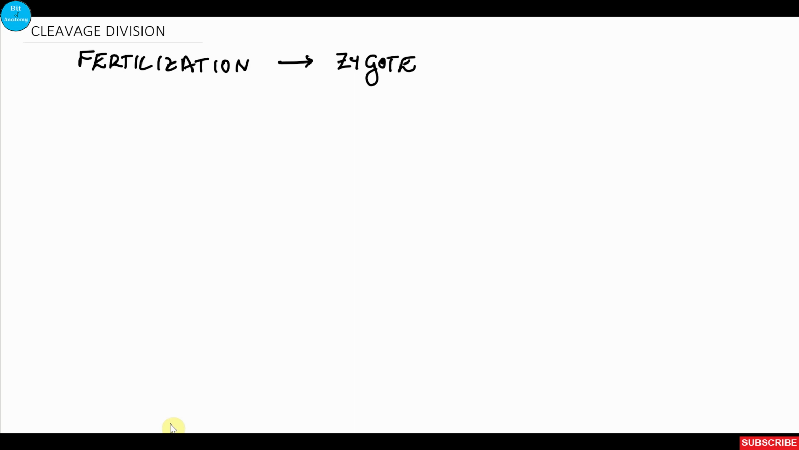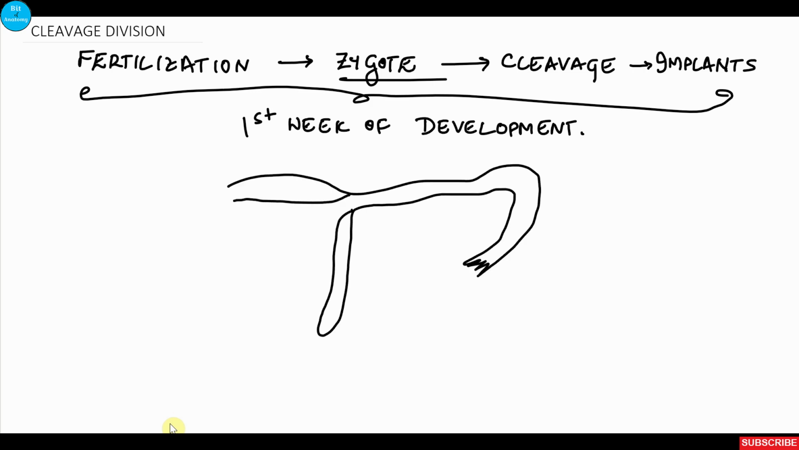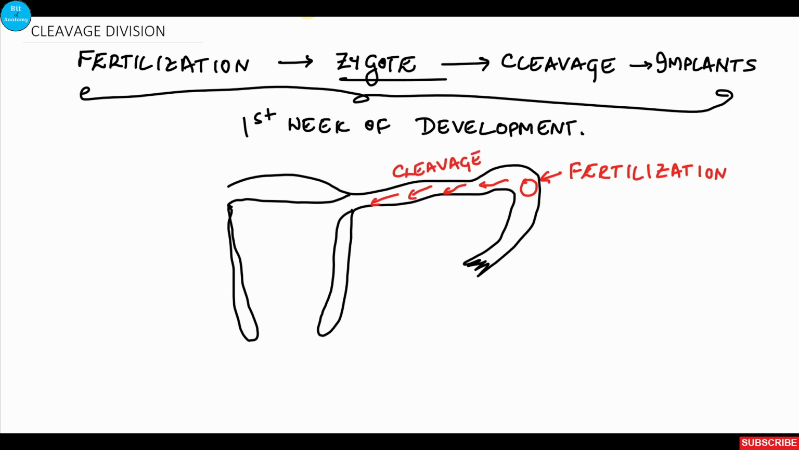So that will undergo cleavage division to form multiple cells, and that cleaved embryo will implant into the uterus. All these changes occur in the first week of development. The fertilization process occurs within the ampulla of the uterine tube, and the cleavage division will begin as the embryo is passing from the ampulla of the uterine tube towards the uterus. So the entire cleavage division occurs within the uterine tube and also partly within the uterus. Finally, that cleaved embryo will implant into the uterus.